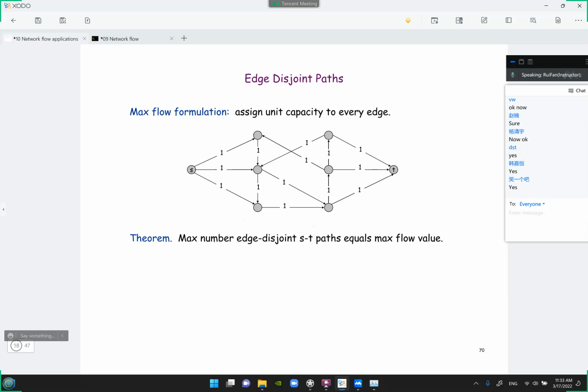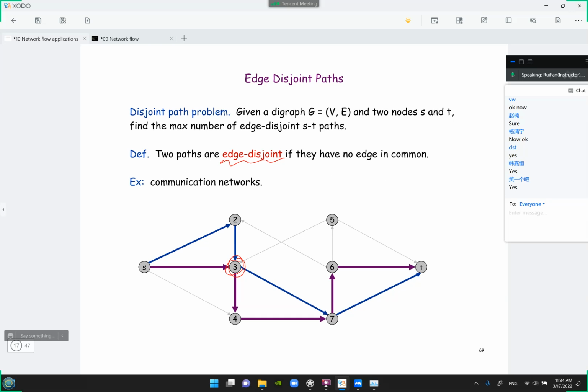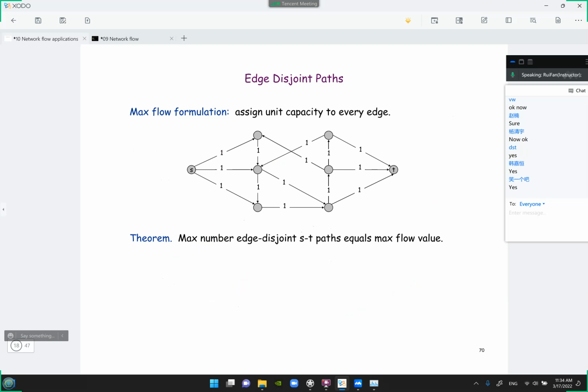So we want to find as many edge disjoint paths as possible. Again, we're going to translate this to a max flow problem, because this problem looks like a flow problem: you're trying to send stuff from S to T. Both in this problem and in max flow, you're trying to send as much stuff as possible, so you see that connection there. In fact, the theorem is that the maximum number of edge disjoint paths is equal to the max flow value. That's what we're going to prove.